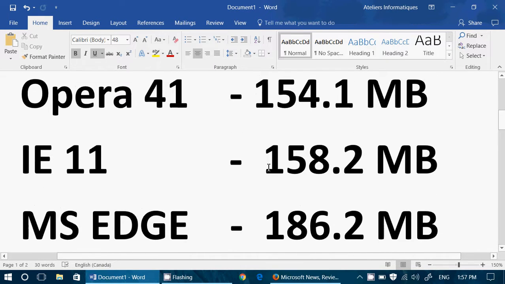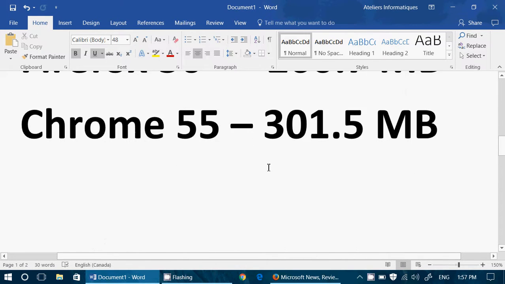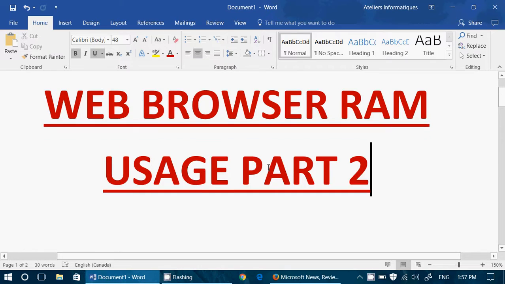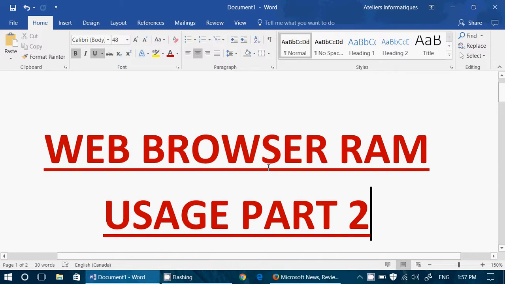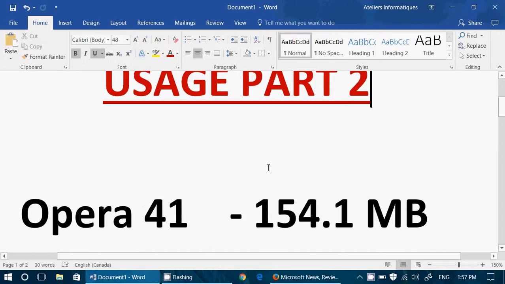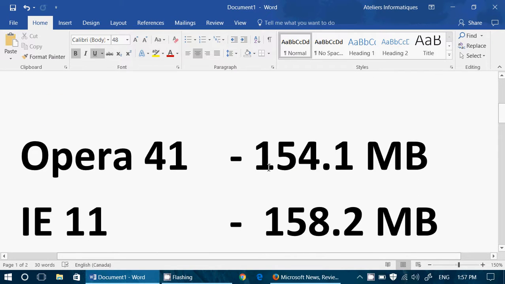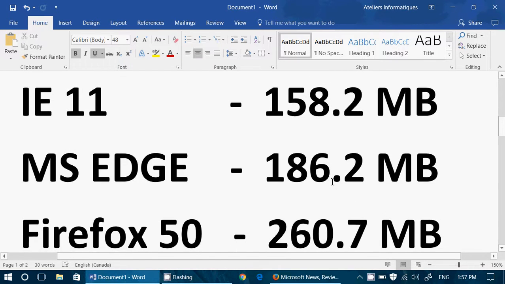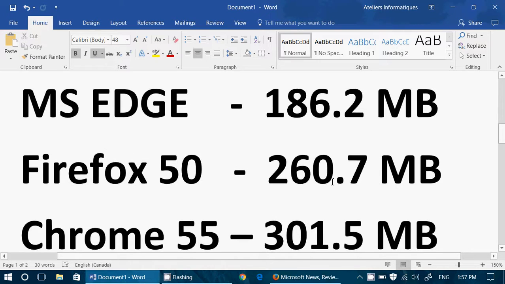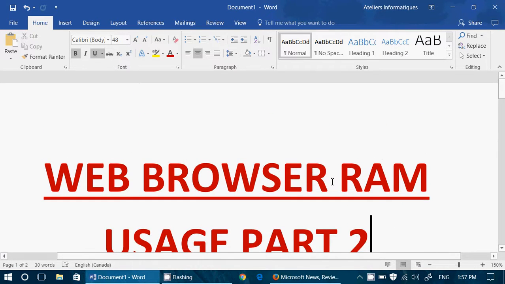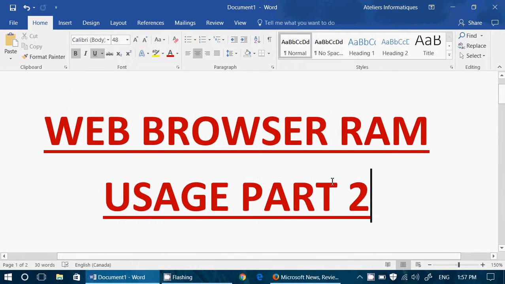So these are the new numbers, taking into account background processes. I hope you enjoyed this second test using background processes to make sure that we make an average and check out which browsers seem to be the best. Like I said, the two first positions are pretty much equal. There's not enough difference here to really make them different. But the other ones, Edge, Firefox, and Chrome, are in their own little position here.